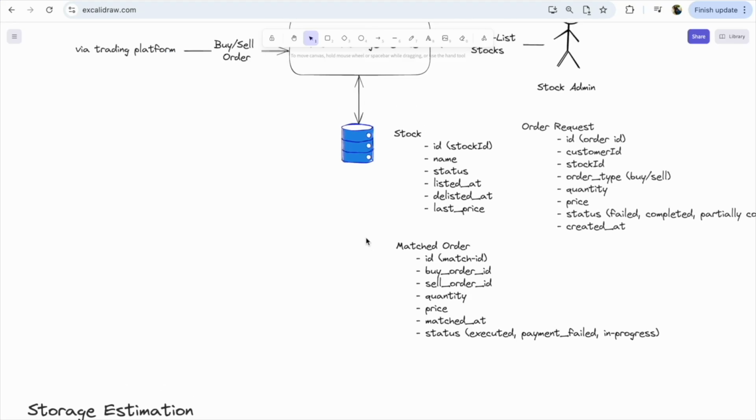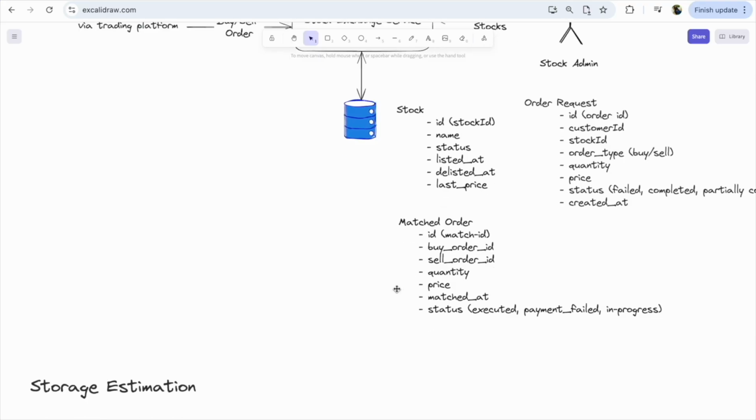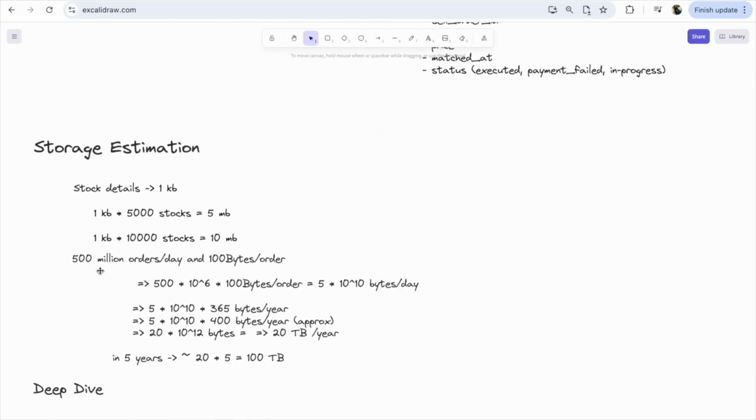But if you want to store all the prices, for each timestamp when the stock price is changing, then the storage cost will be much more. Next, consider 500 million orders per day, and let's also consider 100 bytes per order.